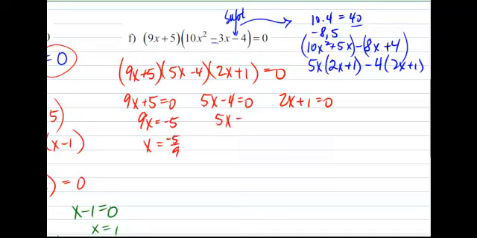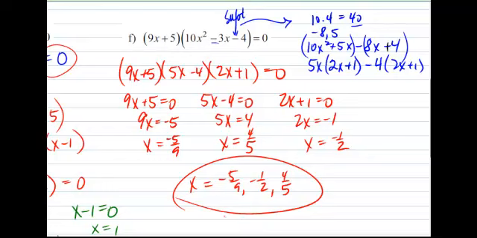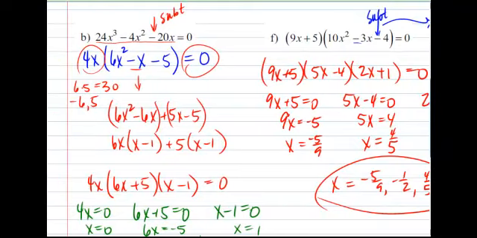Here I get 5x is equal to 4, so x is equal to 4/5. And here I get 2x is negative 1, so x is negative 1/2. So I have 3 possibilities. They're all fractions, but that's certainly okay. So I get negative 5/9, negative 1/2, and 4/5. As long as you get all 3 of those written, that'll be good. Okay? And that's how you solve a quadratic equation with factoring.